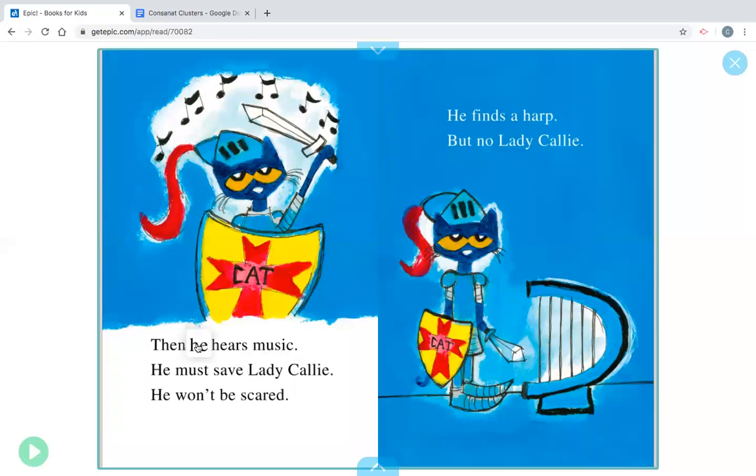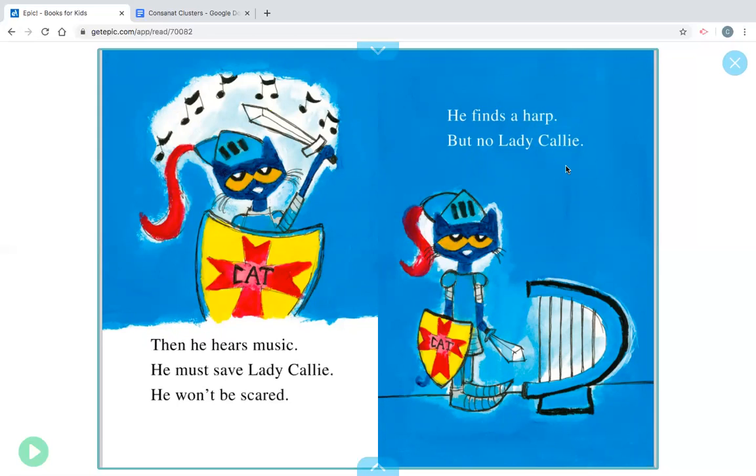And then he hears music. He must save Lady Callie. He won't be scared. I don't see anything. Let's move on. He finds a harp, but no Lady Callie.